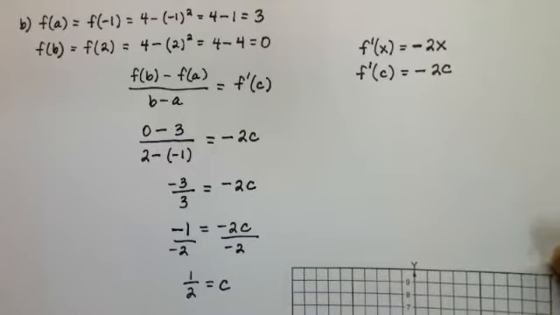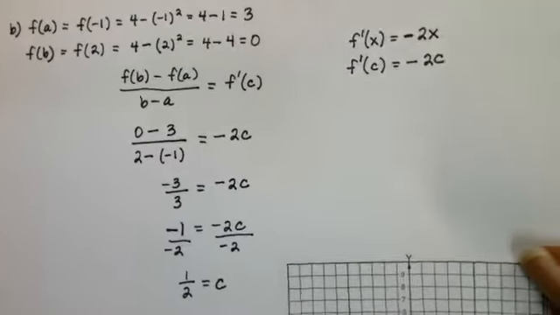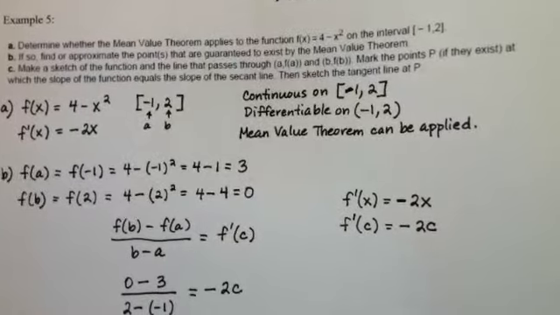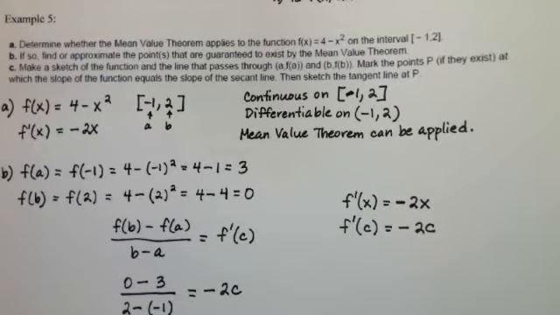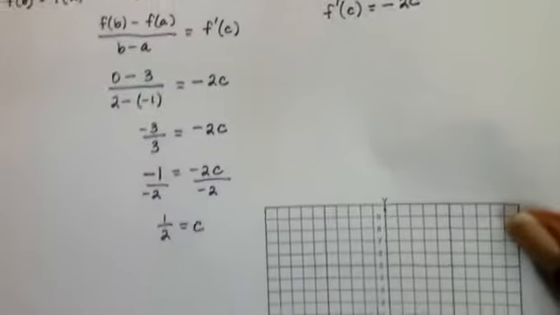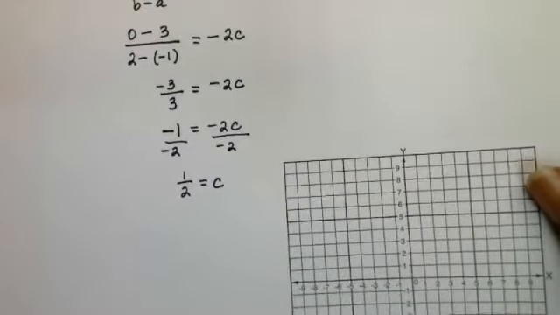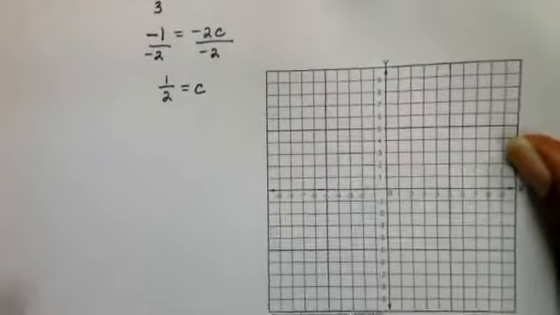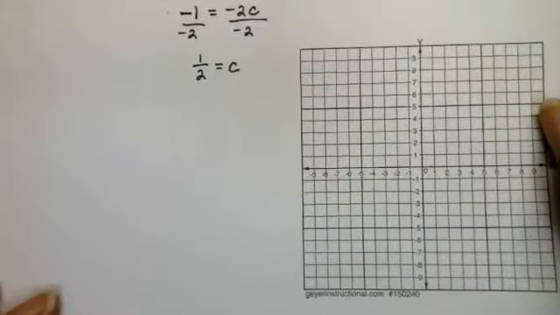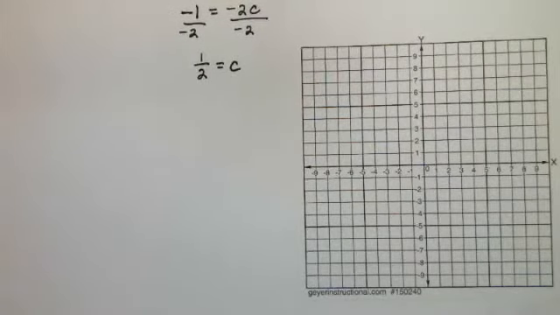Now in part C, I need to show you how to make a sketch of the function and the line that passes through (a, f of a) and (b, f of b). Then mark the points P, if they exist, at which the slope of the function equals the slope of the secant line, and then sketch the tangent line at P. All right, so this will be part C. And I'm going to first graph the function f of x equal to 4 minus x squared.